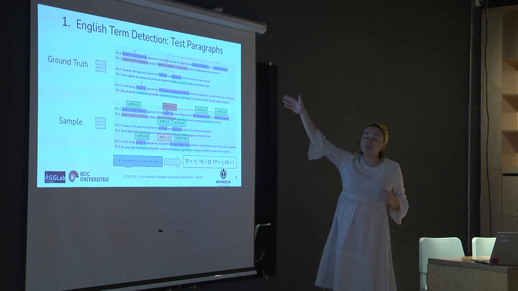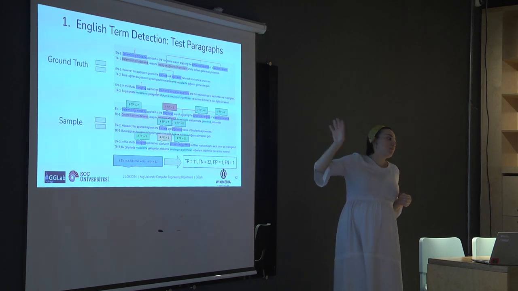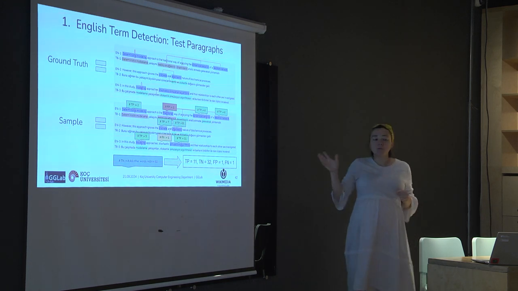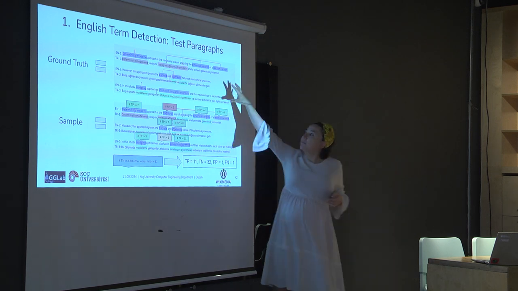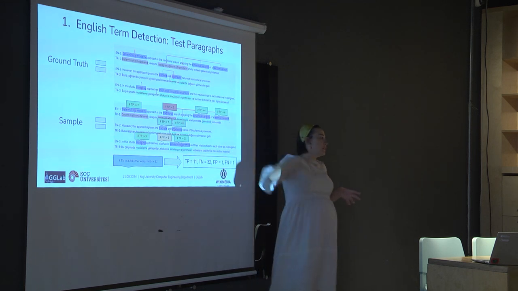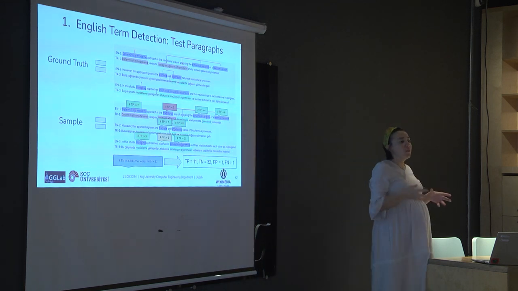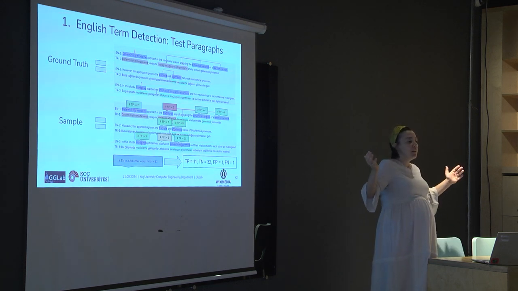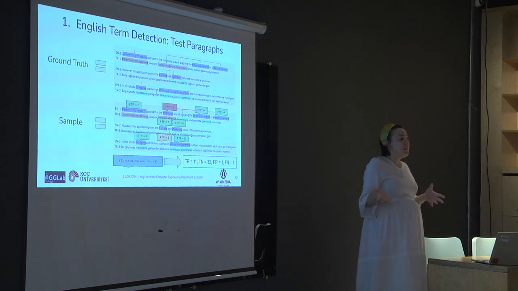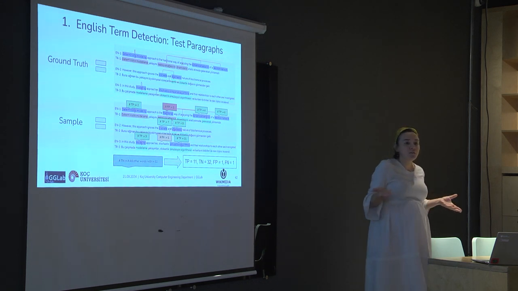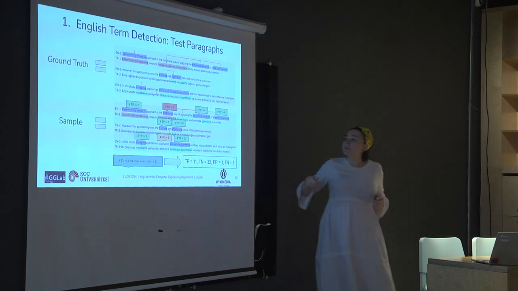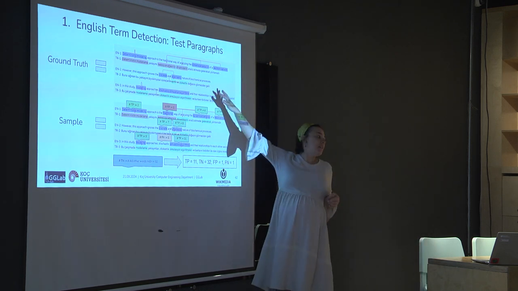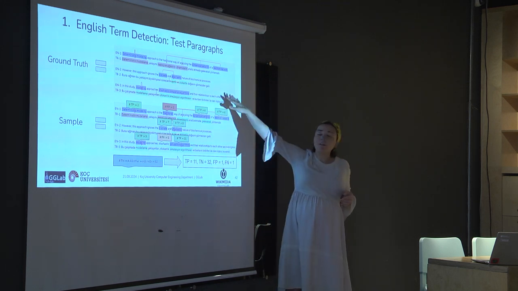Let's say that we have the English term detection, and actually this is the most crucial step, and we use it as a proxy to the overall success of the project. Let's say that this is the ground truth. That means we sample 10% of the actual data. So let's say that we want 3,000 sentences, and then we need 10% of it, like 300 of them, annotated by experts so that we can check the quality. So we pick 10% and we annotate it by ourselves. So we call this the ground truth.